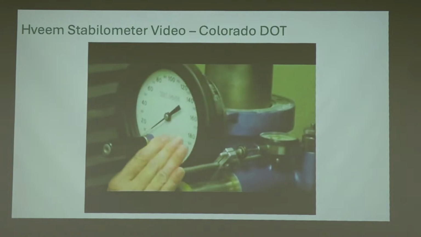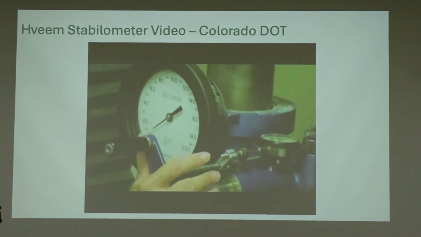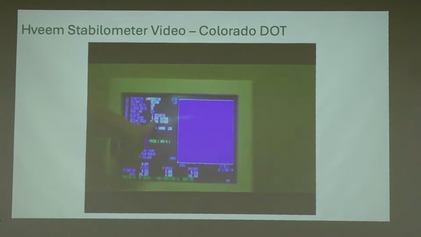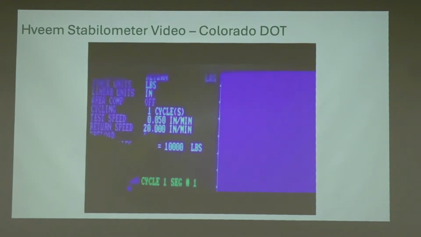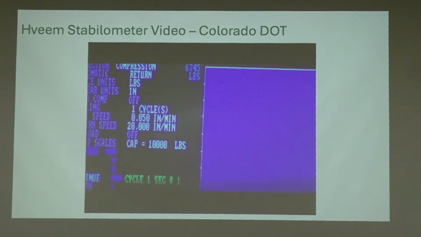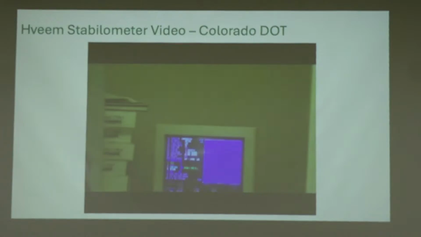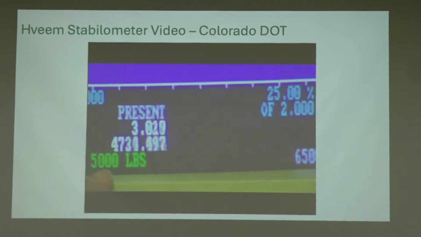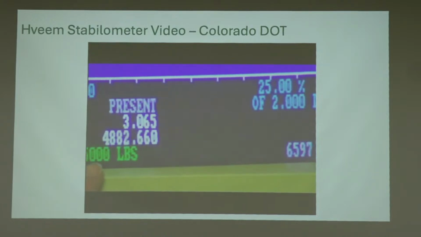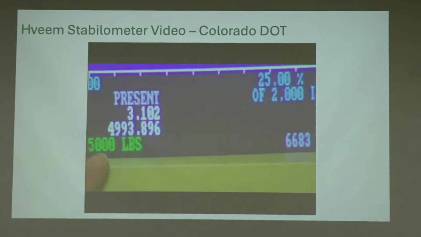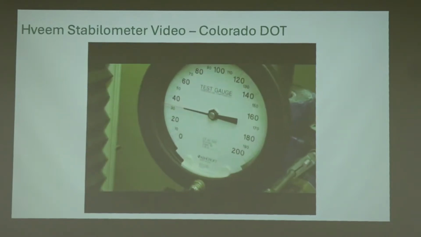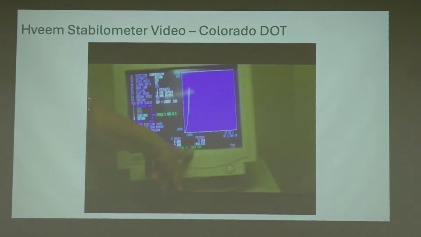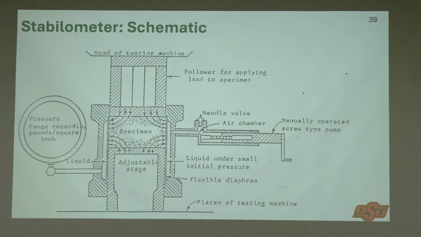Once you've done that, then the proctor will start the test for you. They'll ask you what the rate is, which is 0.05 inches per minute. They'll ask you when you're going to take your first reading, which is at 5,000 pounds. You'll be able to watch on the computer screen when it gets close. You'll take your reading, which in this case is about 32. Write your reading down.